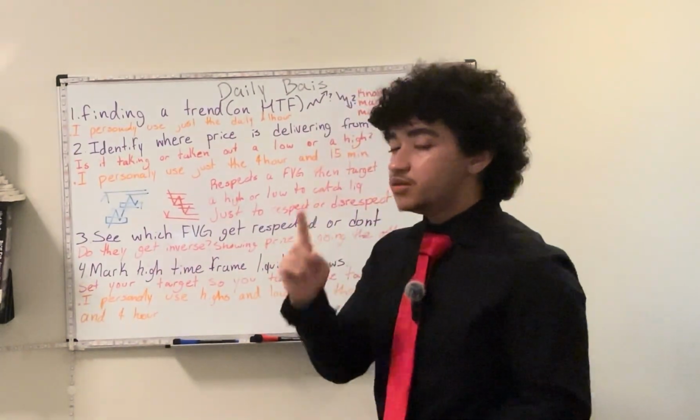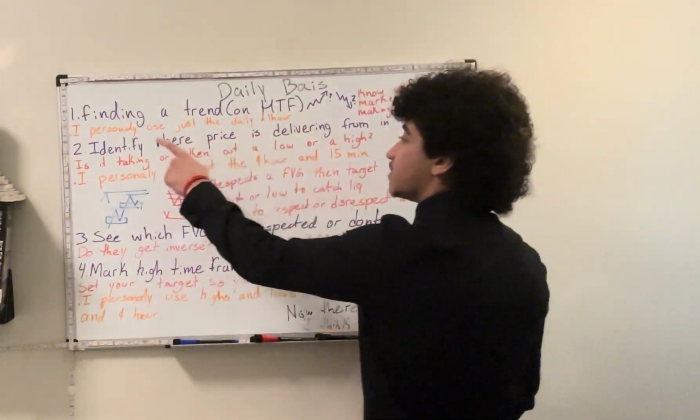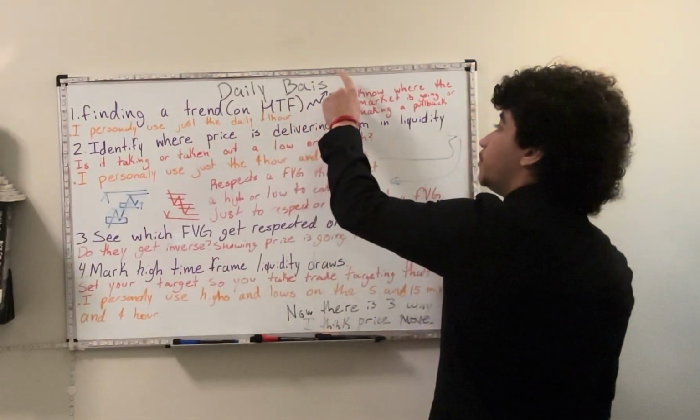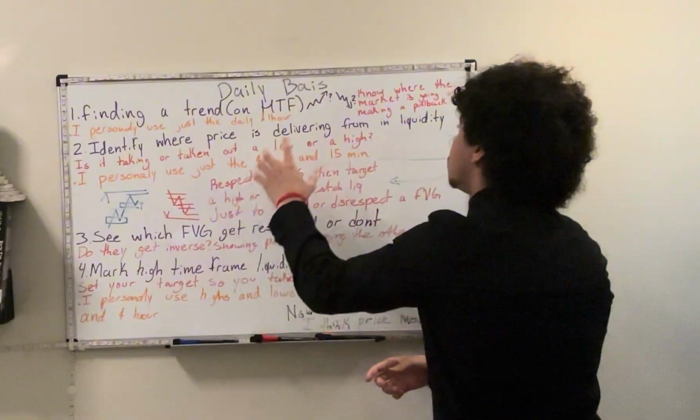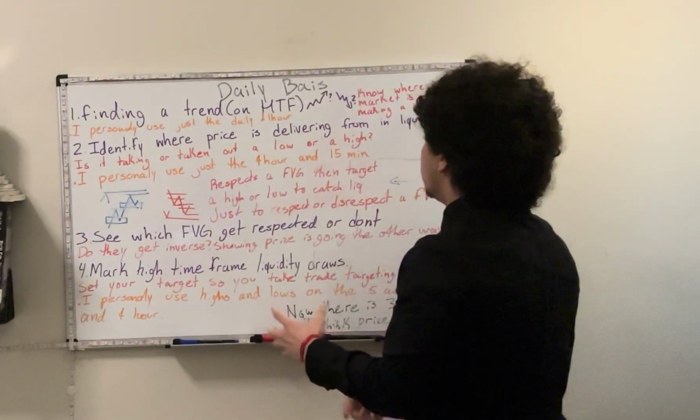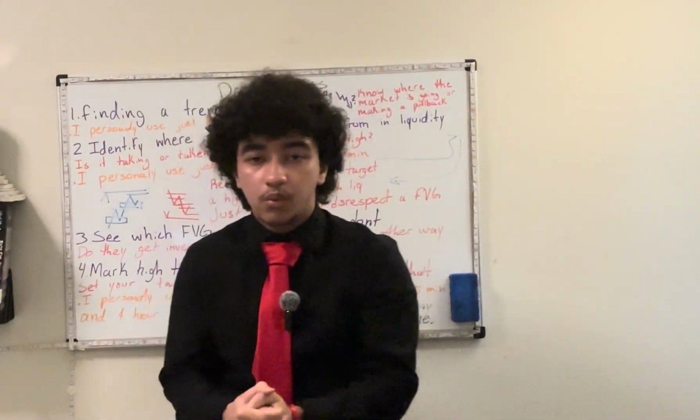Number 1, finding a trend on the high time frame, going up or going down. This is so you can know where the market is going or making a pullback. Where is the market going, or where can it make a pullback?